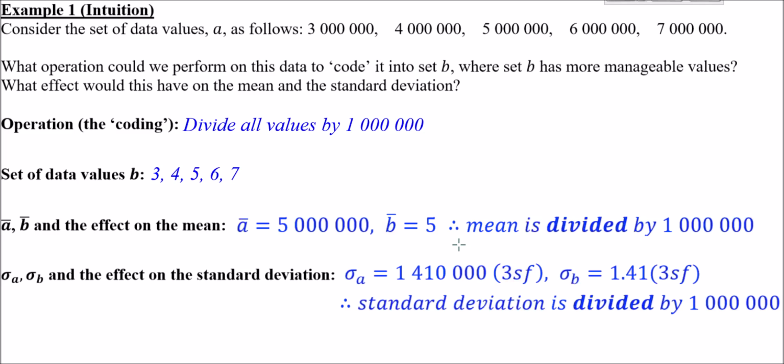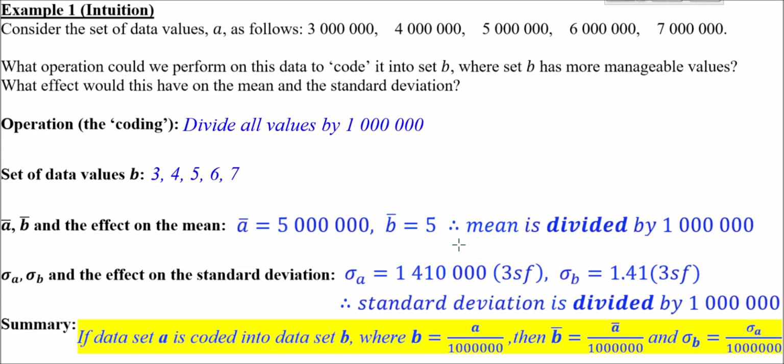So what can we conclude here? Well, in summary, in this particular case, if data set A is coded into set B, where B is A over 1,000,000, then the mean of B gets divided by 1,000,000, and the standard deviation also gets divided by 1,000,000.